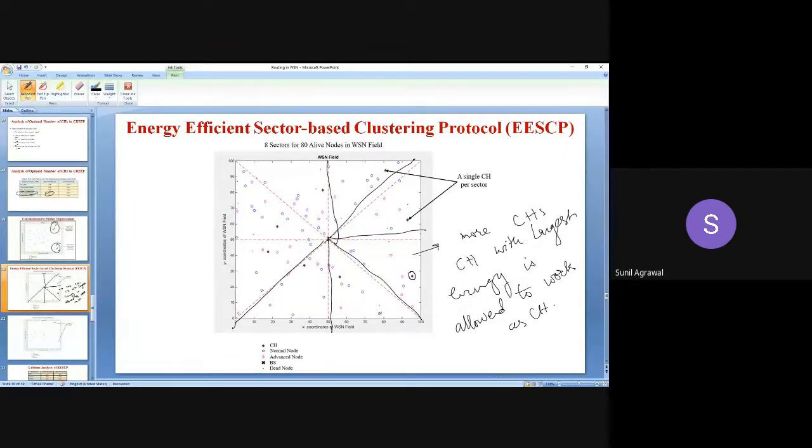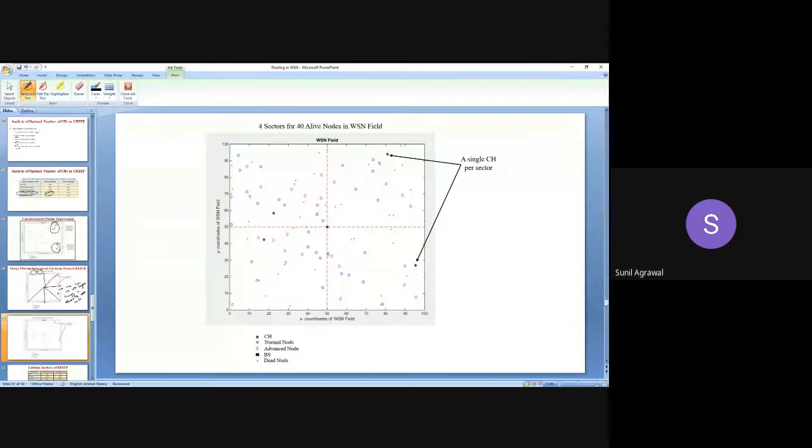Another improvement we can bring in is that here we have defined 8 sectors for 80 live nodes. As time progresses, the number of live nodes is going to decrease, right? So when there are fewer live nodes in the WSN, we are supposed to reduce the number of sectors, clusters, and cluster heads. This is done like this: when only 40 live nodes are left, we divide the complete area into 4 sectors and 4 CHs are selected.